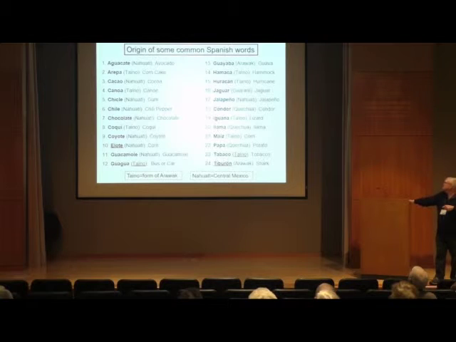Here are some words in Spanish that come from Native American sources. So cacao, of course, from the Nahuatl. Canoe, canoa, was the word in the Caribbean in the native language. And of course, that's been appropriated not only in Spanish but also in English. And you can see some of the other ones all the way down. Some of them obvious, coyote. But let's see, guava, jala.